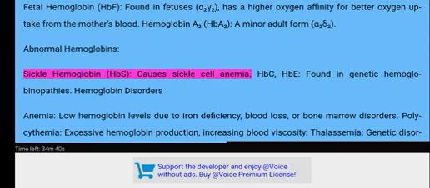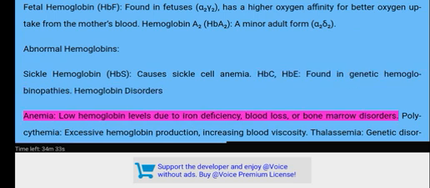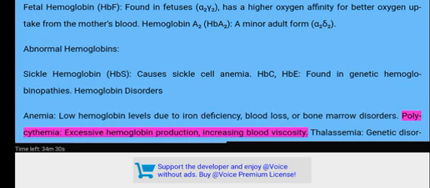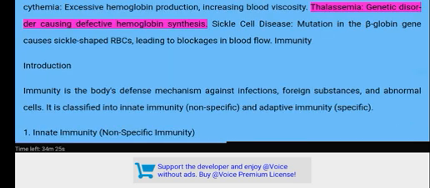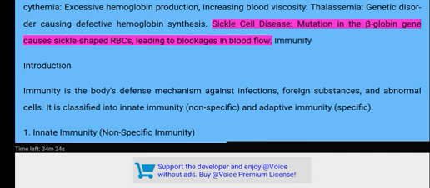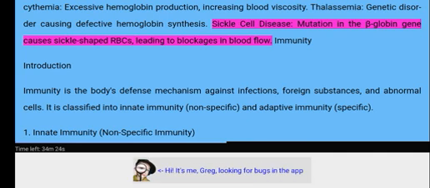Abnormal hemoglobins. Sickle hemoglobin, HbS, causes sickle cell anemia. HbC, HbE, found in genetic hemoglobinopathies. Hemoglobin disorders. Anemia, low hemoglobin levels due to iron deficiency, blood loss, or bone marrow disorders. Polycythemia, excessive hemoglobin production, increasing blood viscosity. Thalassemia, genetic disorder causing defective hemoglobin synthesis. Sickle cell disease, mutation in the beta-globin gene causes sickle-shaped RBCs, leading to blockages in blood flow.